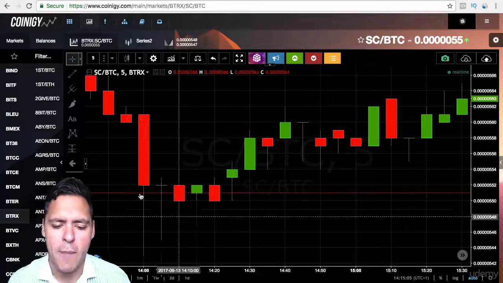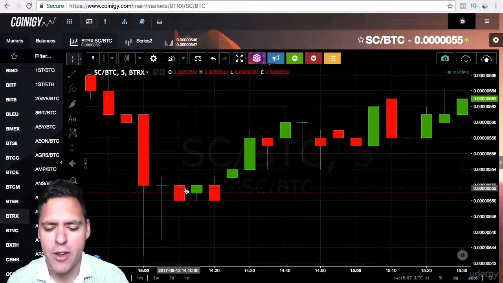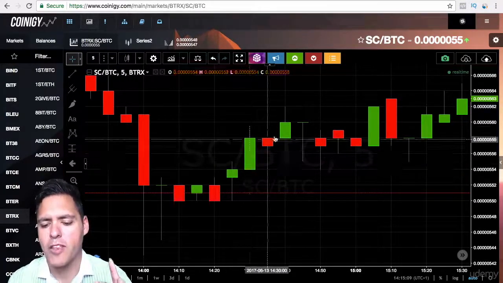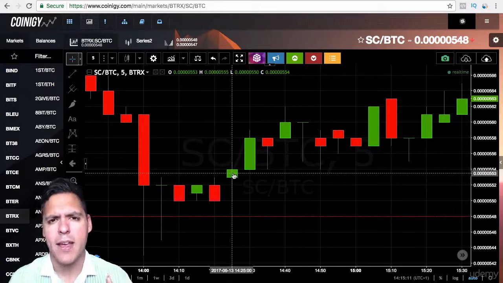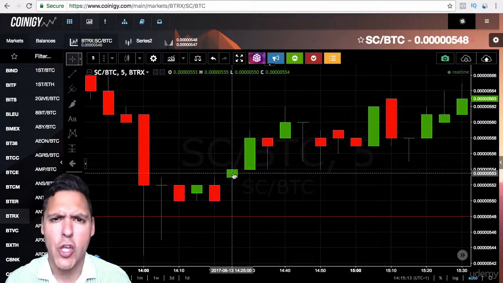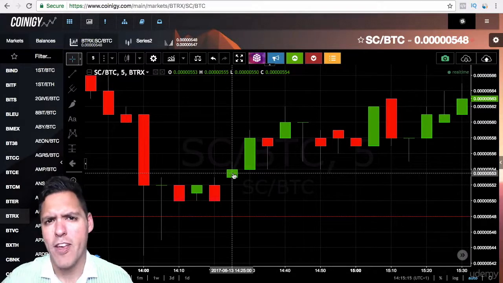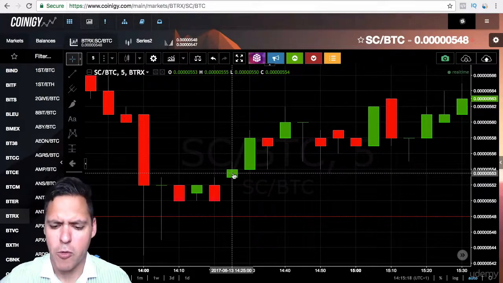By reversal, what I mean is that you've got the red coming down, and then you've got the green hammer, and then the price goes up. So a hammer is normally a good signifier of a reversal in the coin movement.